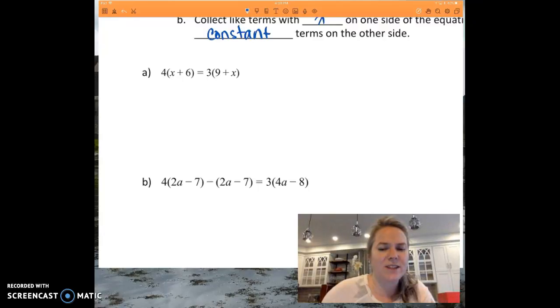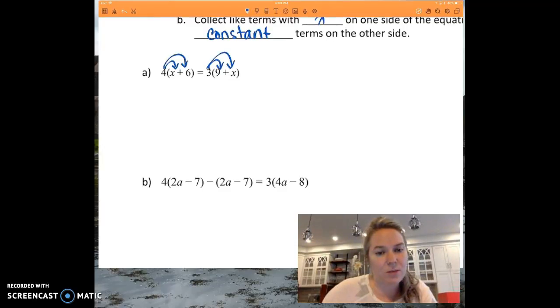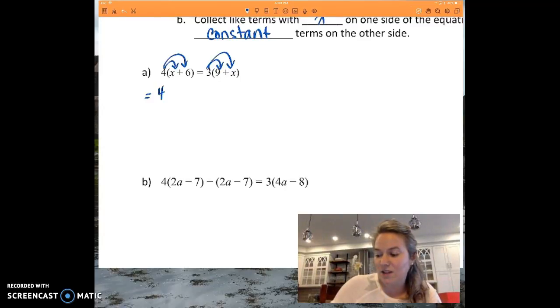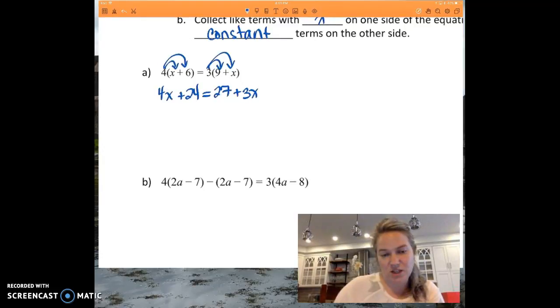So the very first thing we wanted to do was expand out the brackets. So we're going to use the distributive property, and we're going to expand out the brackets. So this is going to end up being 4 times x is 4x. 4 times positive 6 is plus 24. Oh, I have my equal sign in the wrong spot. Force of habit. My equal sign goes in the middle. 3 times 9 is 27. And then 3 times positive x is positive 3x. Notice there's only one equal sign on that line. You can't have more than one equal sign on a line in order to have proper mathematical notation.